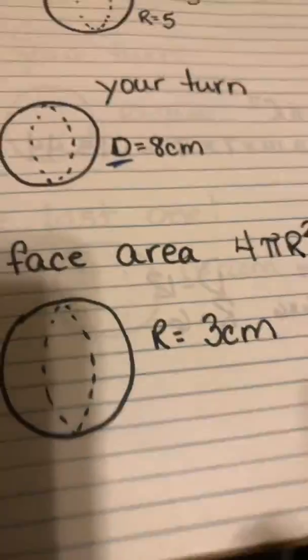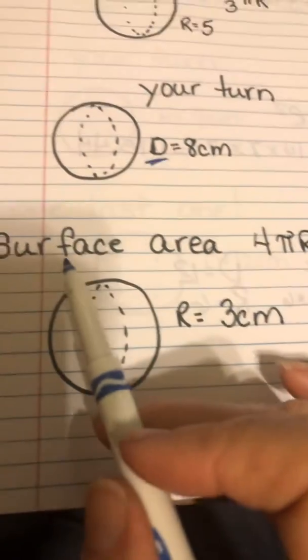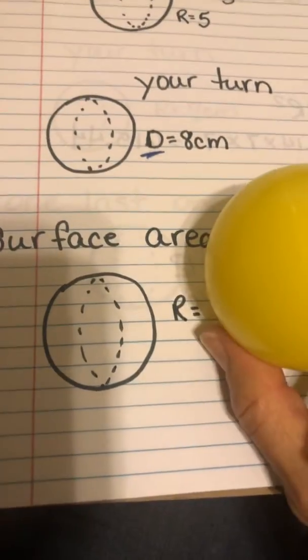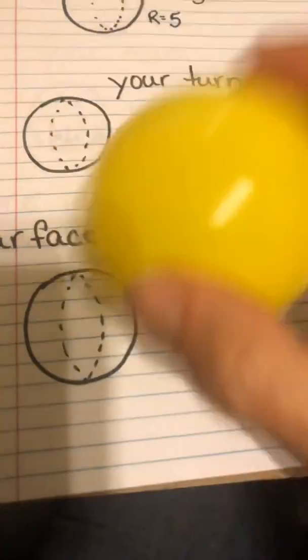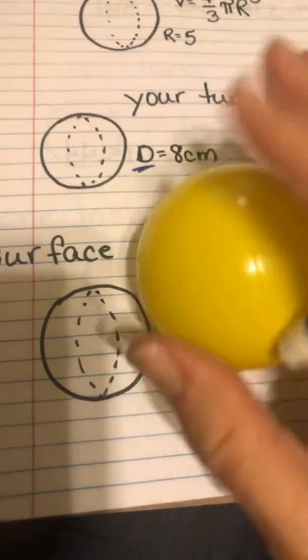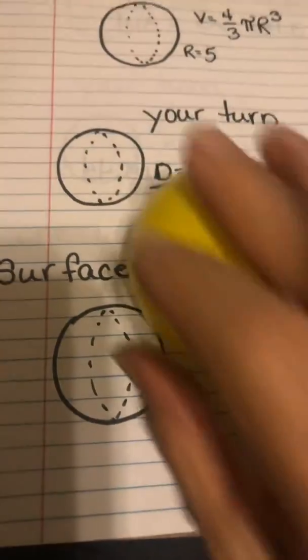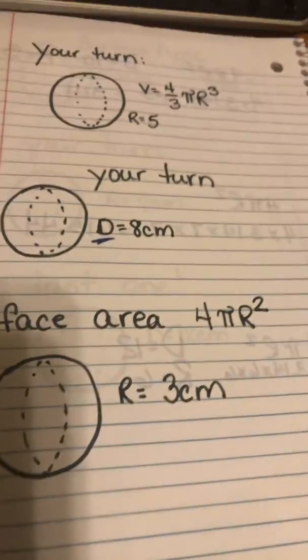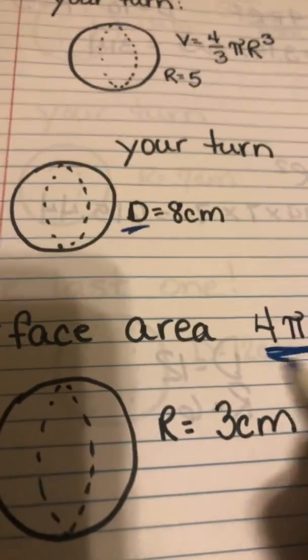Okay. Last thing of the night, or the day, we're going to do surface area. Surface area is different than volume. Volume is how much I can cram in this ball. Surface area is the outside, how much covers this ball. It's a different formula, but way easier.